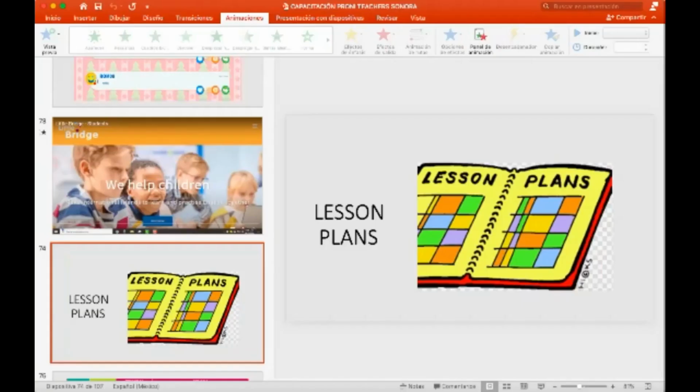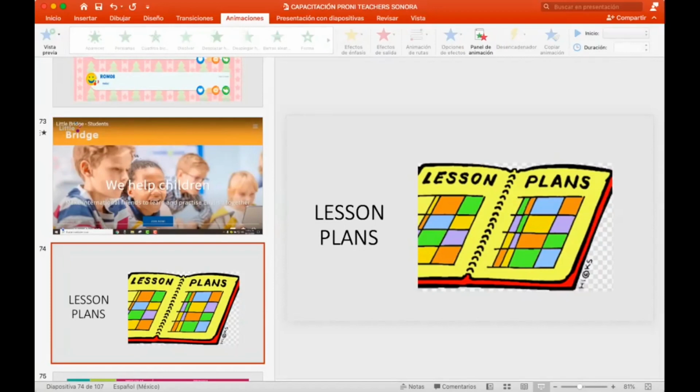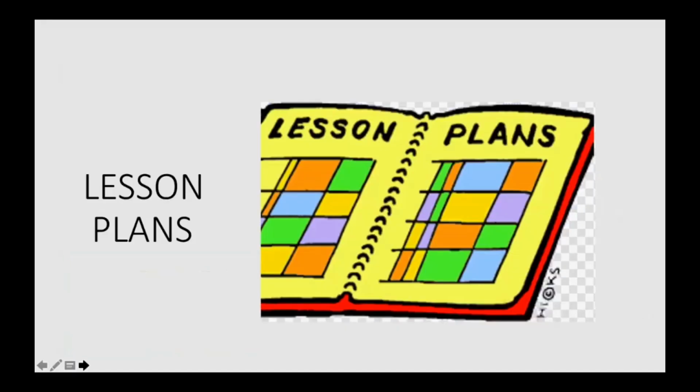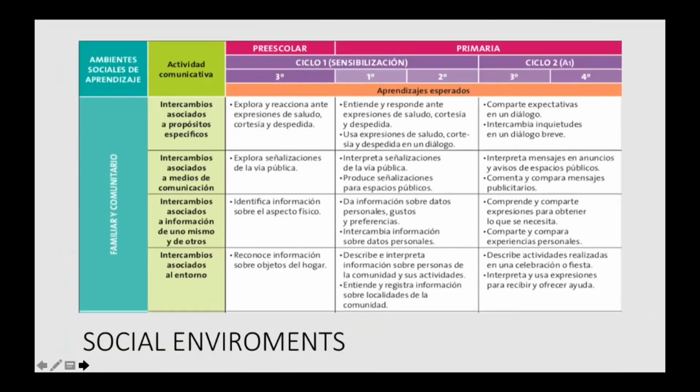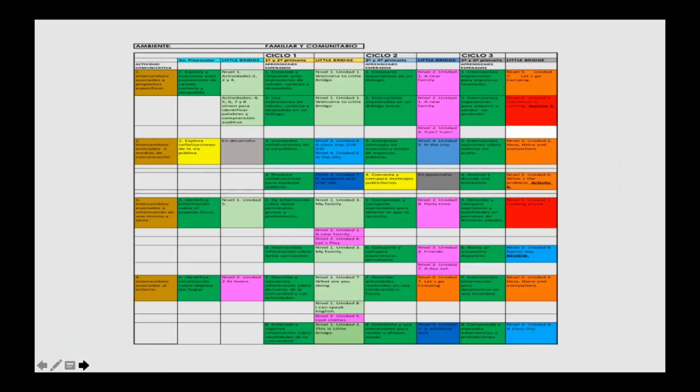So very quickly, okay, you have the lesson plans. The plans are connected, as I explained at the beginning, with the social environments. We did a match analysis in which level, which content of Little Bridge is matched to what level. So most of the contents in Little Bridge are matched at some point with the contents of the current syllabus for Prony. So what is the sequence of Little Bridge?